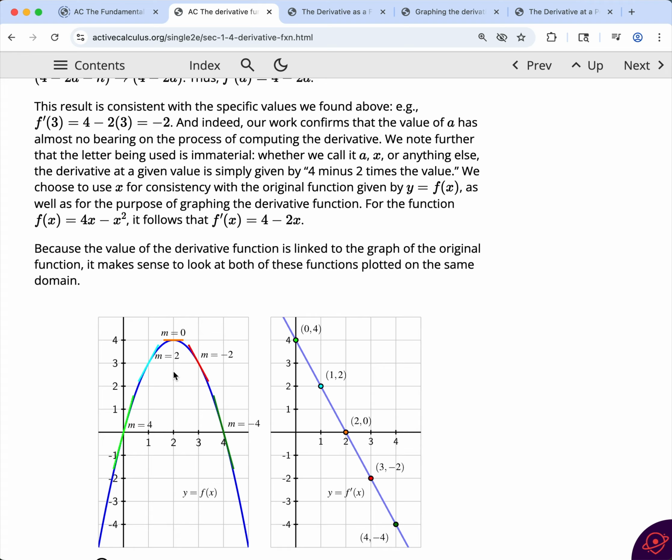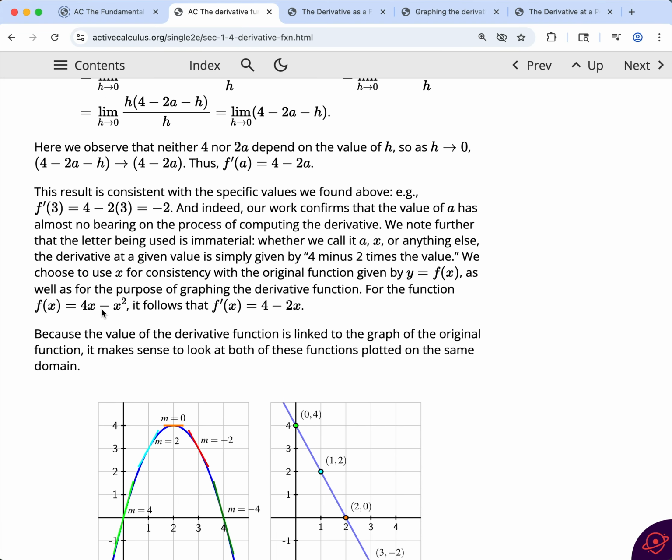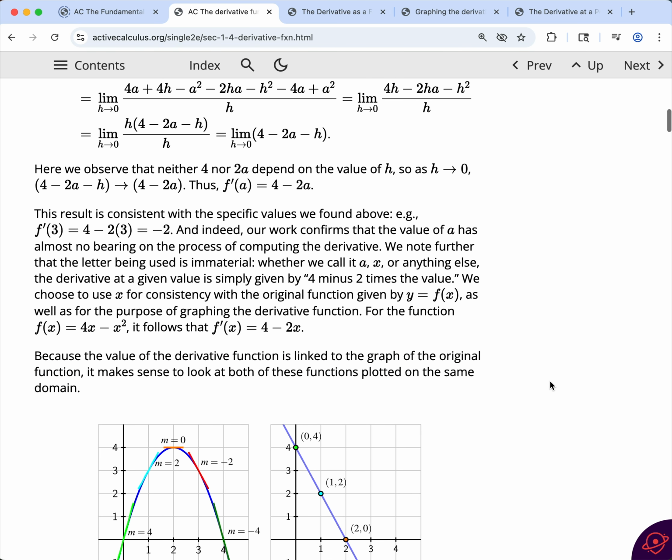It's an upside down parabola. Let's remember what that looks like. It's right here. It's an upside down parabola, and the 4x kind of shoves it over and up onto this side.